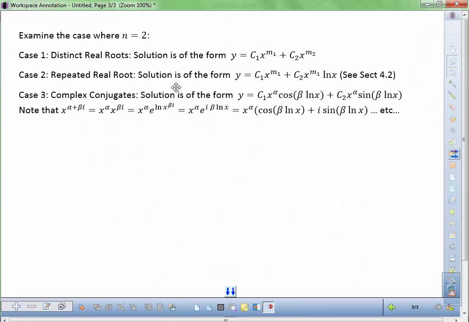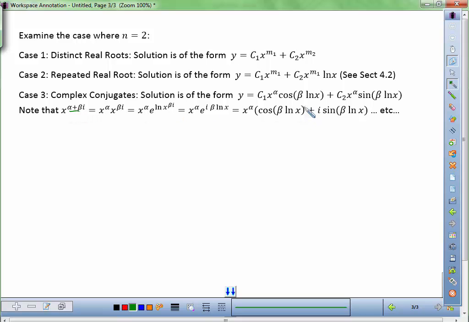It turns out that if we have a complex conjugate for the roots of our equation, this could be broken up this way. There was no way to find the value for x to a complex number. But we do have some information about this when it is a power of e to the complex number times x.